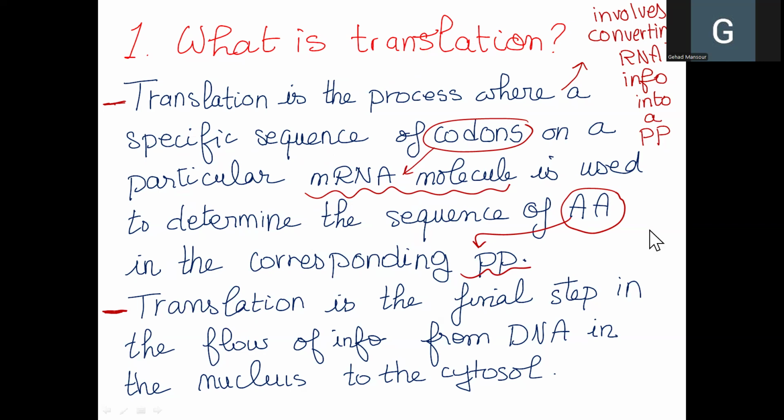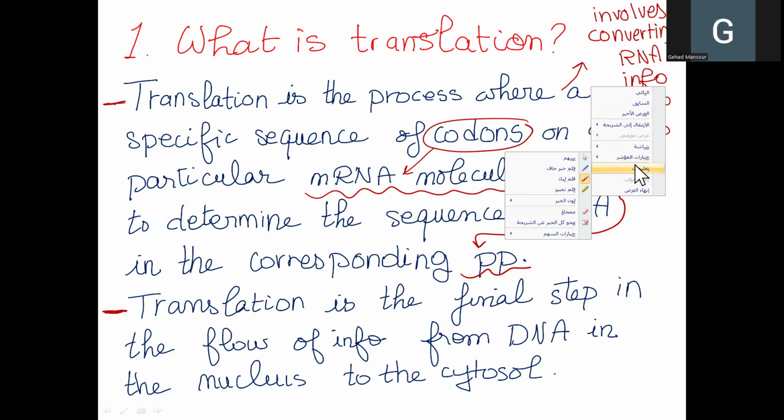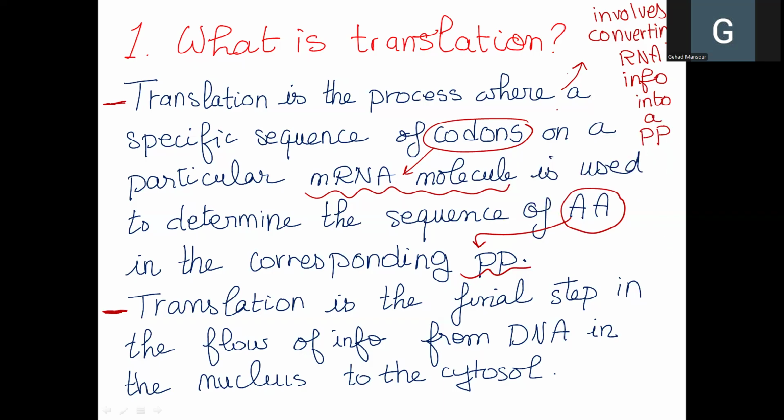You use a specific sequence of codons on a particular messenger RNA to make or synthesize a corresponding, I cannot say complementary, because a sequence of amino acids cannot be complementary to codons. And translation thus means that you are converting the information on a messenger RNA molecule into information on a polypeptide chain.